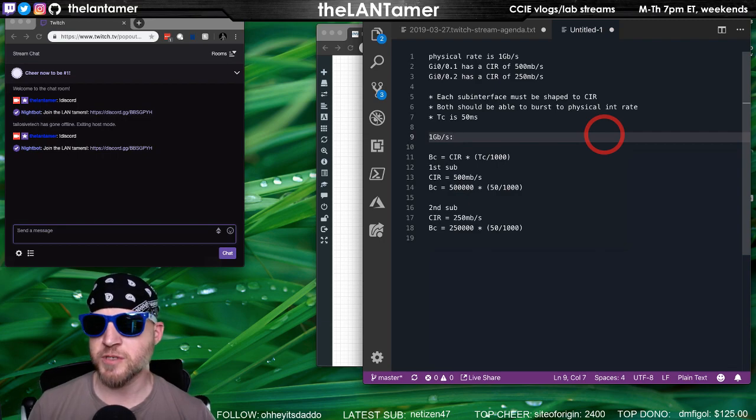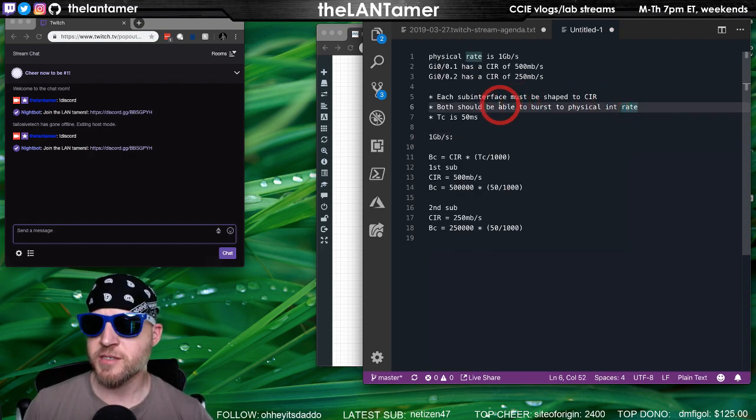So in this case, we'll go with shape averaging, which means we're only going to refill the BC bucket at every TC interval with the BC bits. But if we wanted to be able to burst up to the physical interface rate, which is interesting because, to be honest, when we think about how packets are transmitted, that's not what this is, right?